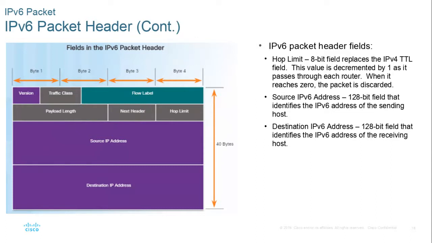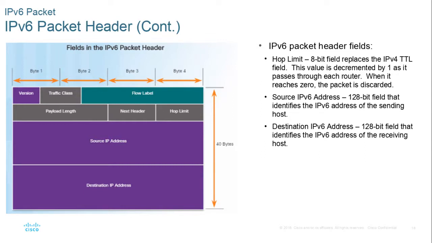Then there is a hop limit. This is the equivalent of the time to live field in IP version 4. The router is going to set an arbitrary limit as to how many routers this packet is allowed to pass through. And if you pass through too many routers, there's a loop or some problem. The packet needs to be discarded.